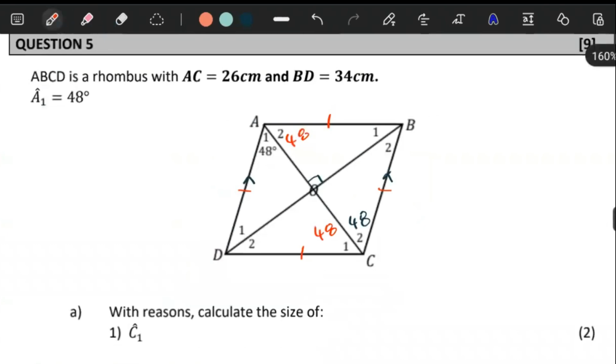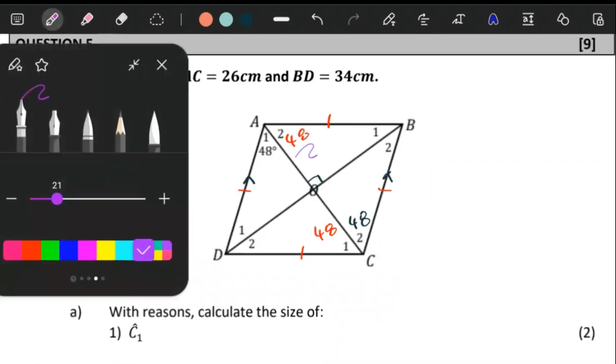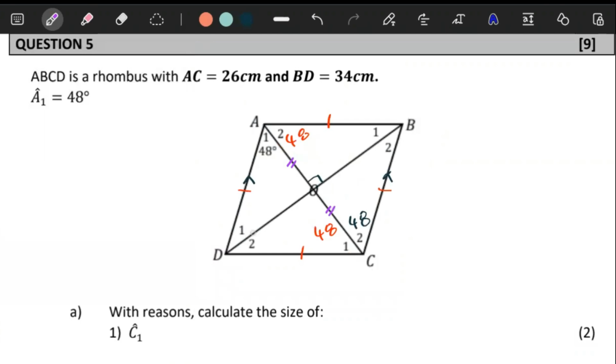And then the other thing is your lines get cut in half. So this is equal to this, and this is equal to this. So if this is 34, it means that this is 17, 17. And if this is 26, it means that this is 13 and 13. All this information, we filled in before we even start, because it's knowledge that they'll be giving you.